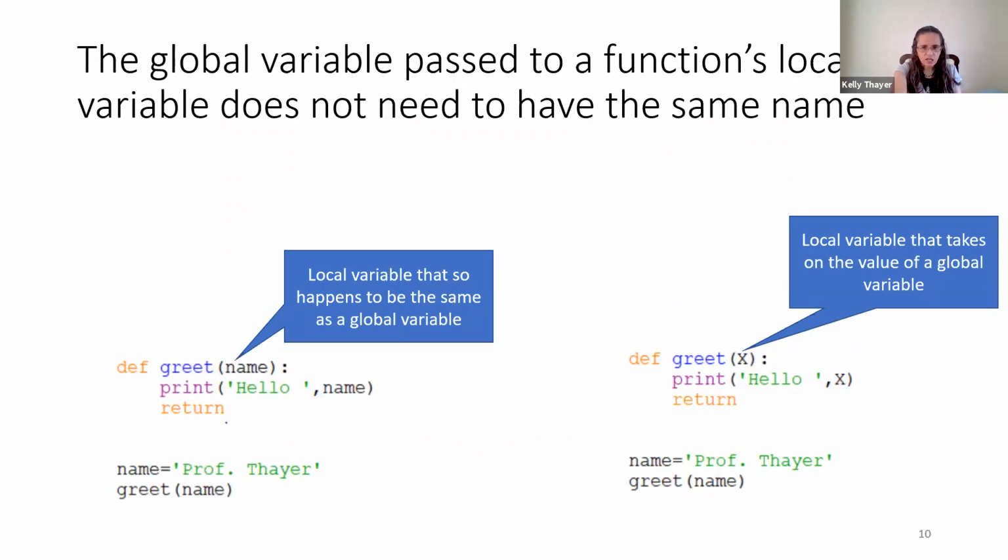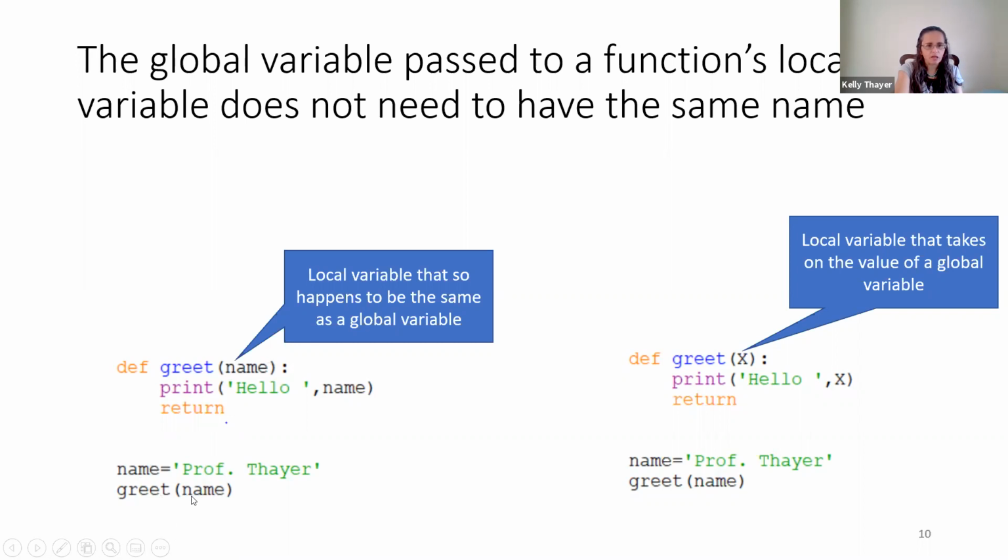So let's just take another look at this. The global variable passed to a function's local variable does not need to have the same name. And this is because of what we've just been talking about. So let's compare and contrast these two situations. Here we're back to our greet function. We have, again, my name being assigned to the variable name, and here is our function call where the value that's currently assigned to name is sent up as the argument, which will become the input parameter.